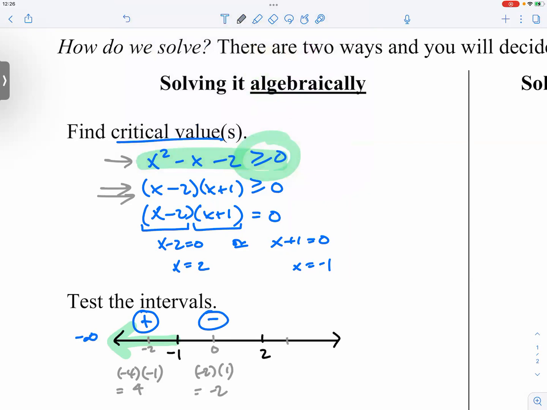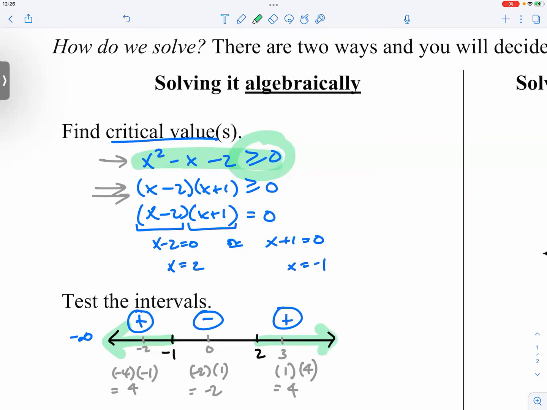And then we keep going, and test the interval to the right-hand side of 2. Pick a number that's greater than 2, and we'll pick 3. What about 3 going into the x's right here? Well, 3 minus 2 is 1. 3 plus 1 is 4, which gives you 4. Everything here should give you a positive value, and we say, hey, that's positive also. So this interval would also be our solution.